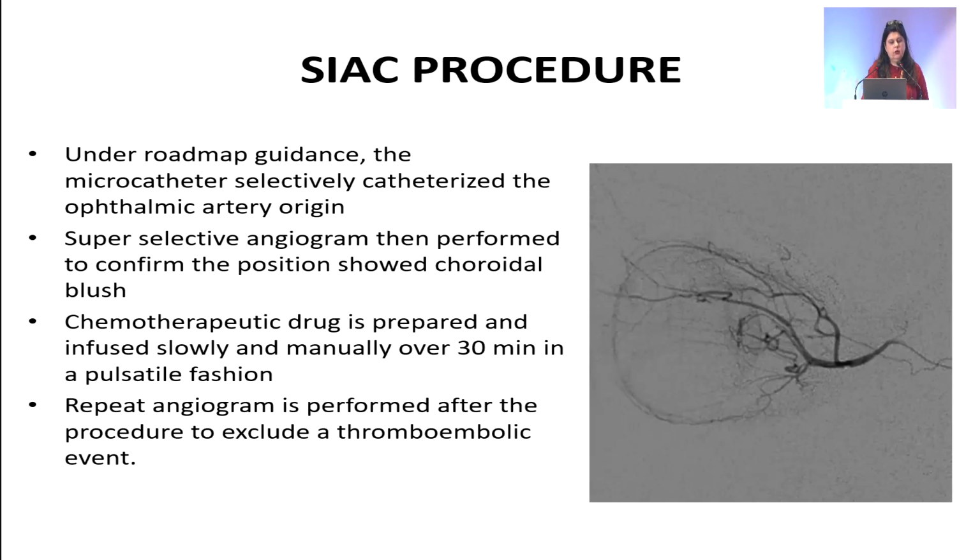And then under roadmap guidance, the microcatheter is selectively catheterized. It catheterizes the ophthalmic artery origin, and then an angiogram is performed to confirm the position, showing a choroidal blush. The main concern is that the microcatheter should be in the ophthalmic artery and not anywhere else, because you're going to aim for targeted delivery of chemotherapy, and you don't want the chemotherapy drug to enter some other territory and cause damage.